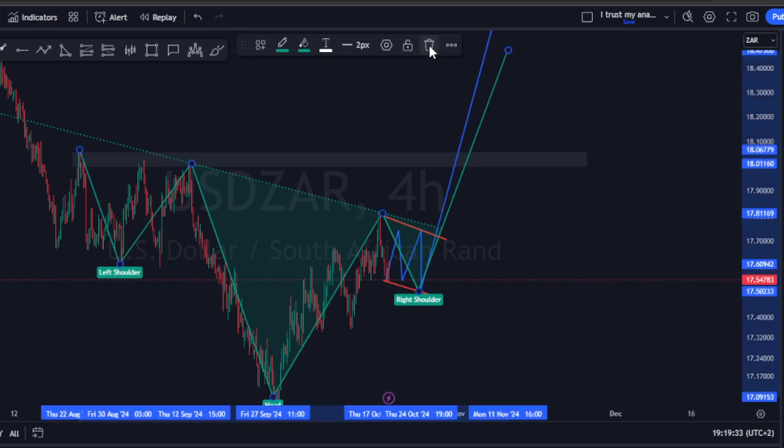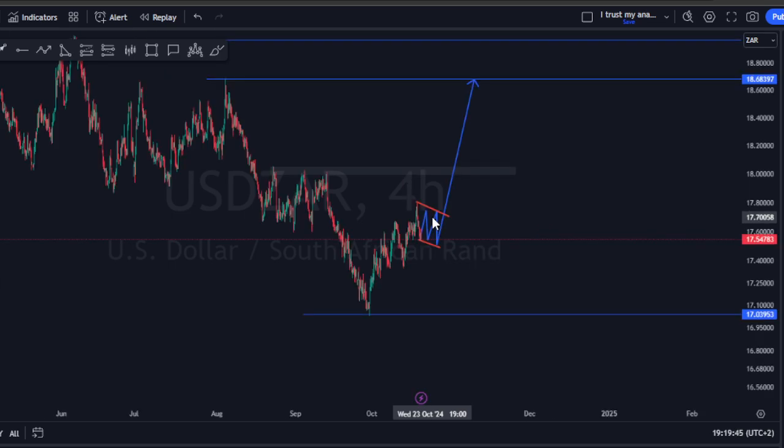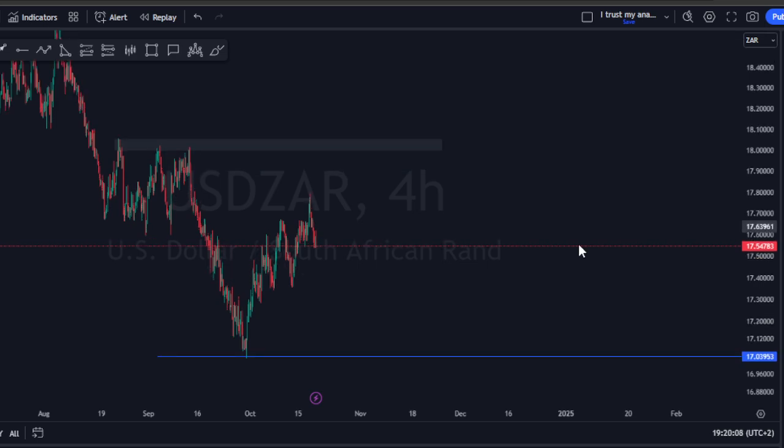Remember, this will also be the third touch. Let me go to the daily so that we see this properly. This will be the third touch. The first touch, second touch, then the third touch. And then I'll be looking for buys here, so that price completes this overall outer pattern.